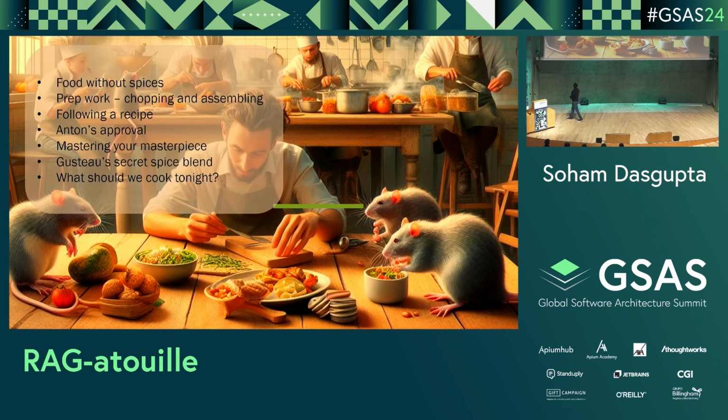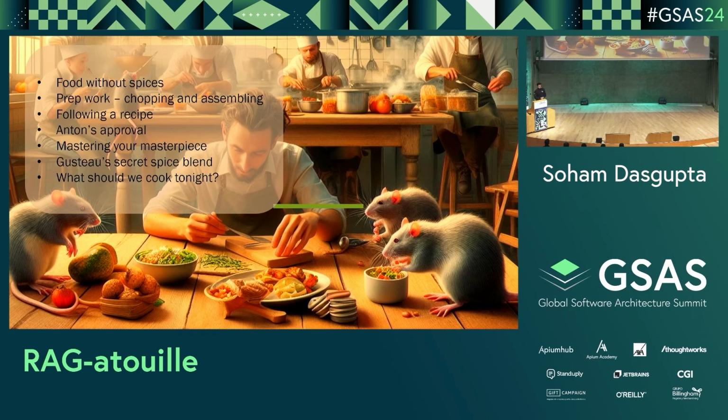I'm going to talk about Anton's approval. Remember Anton from Ratatouille, the critic? So how would you get an evaluation system for a RAG? When we build software, we write tests: unit, integration, pen tests, et cetera. The same goes for a RAG application, and for any GenAI application. How would you think of creating an evaluation system, a testing system for a RAG, and what components are there?